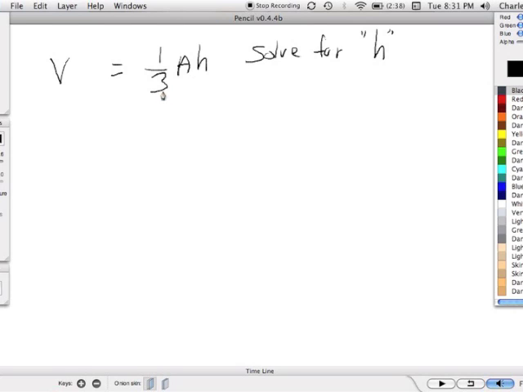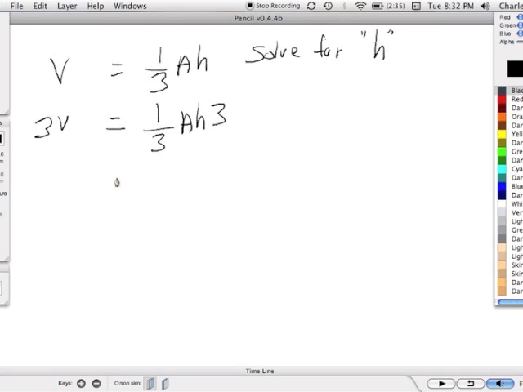And so we look at the right-hand side. We see that there's a 3 being divided into the right-hand side. And so what we'll do to clear that 3 out is to do the opposite, and we'll multiply by 3. And so we will have the 1 over 3 times A times H, and now times 3. On the left-hand side, we multiply by a 3 also, so that we have done the same thing to both sides.